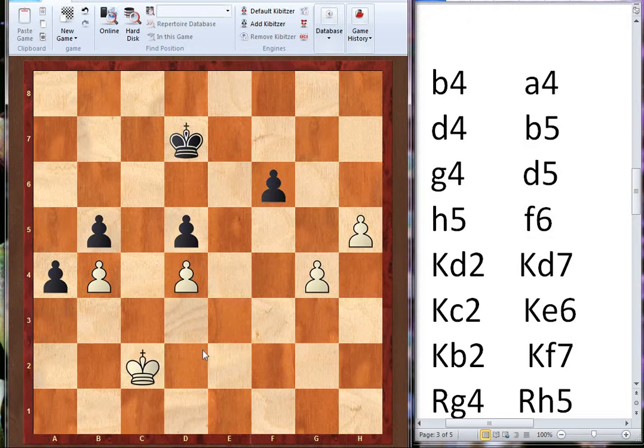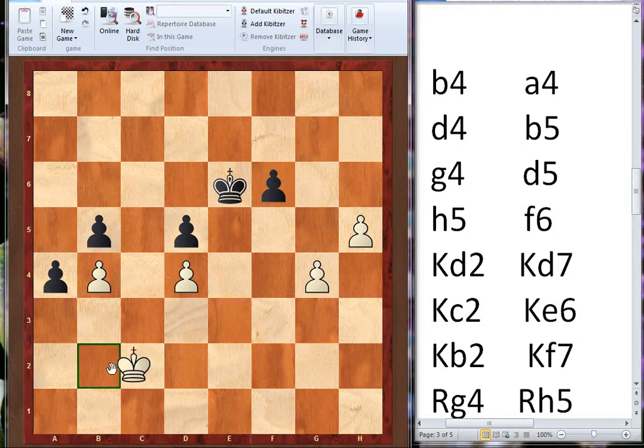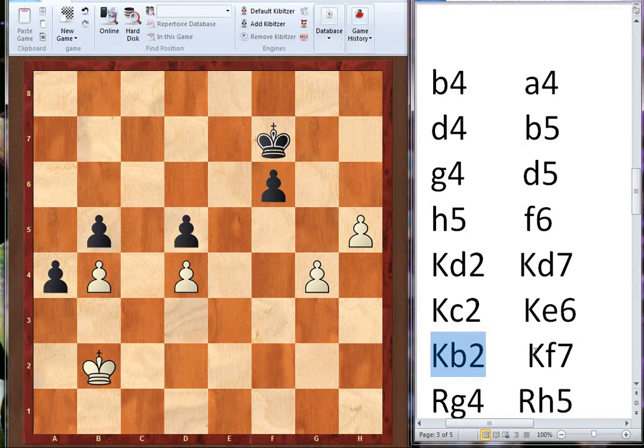White moves his king here. So capital K, which square does it go to? c2. Black king comes here. Capital K, then e6, like this. The king moves here. Capital K, which square did it go to? b2. Black went back. Capital K, f7.